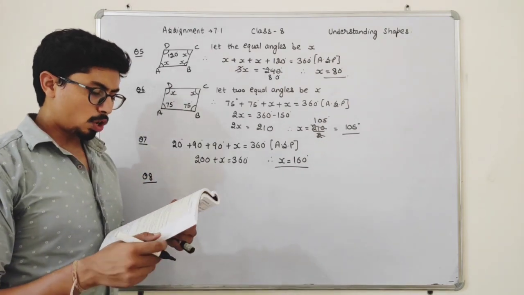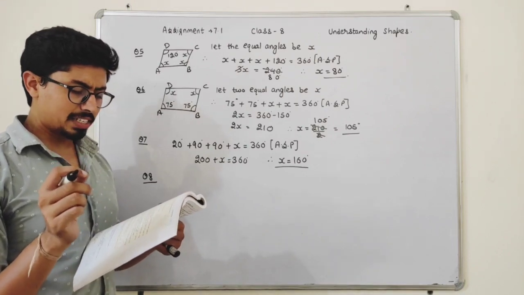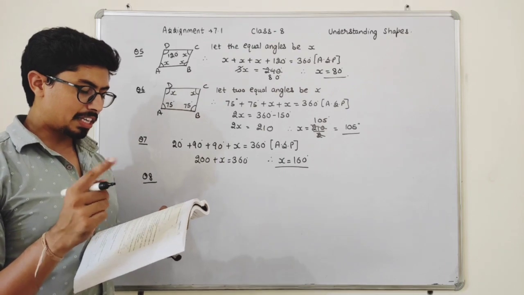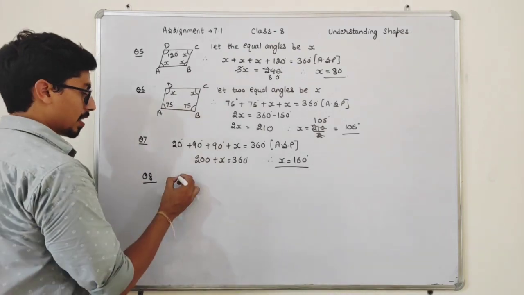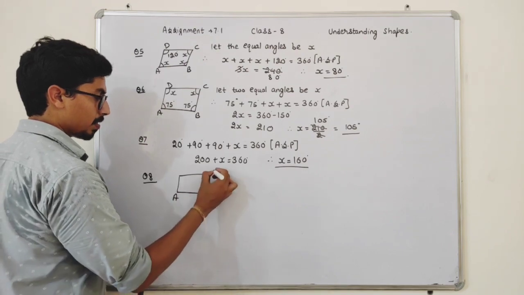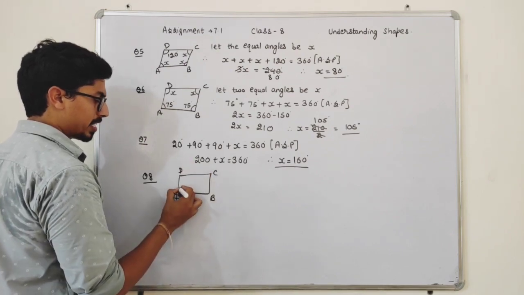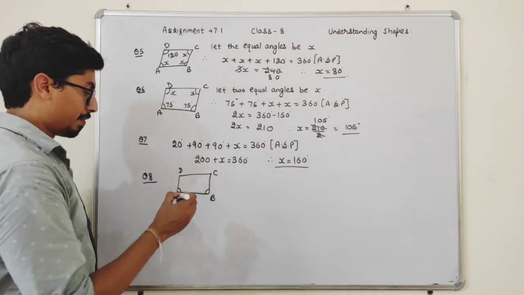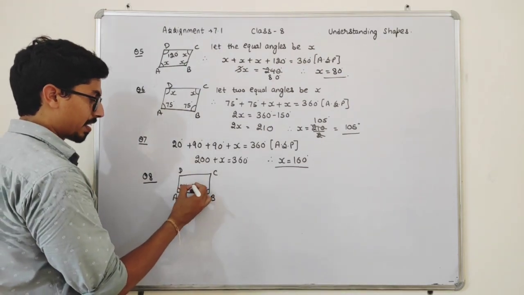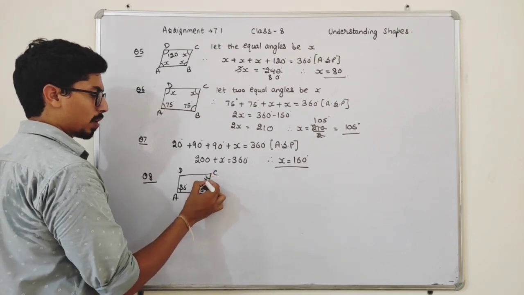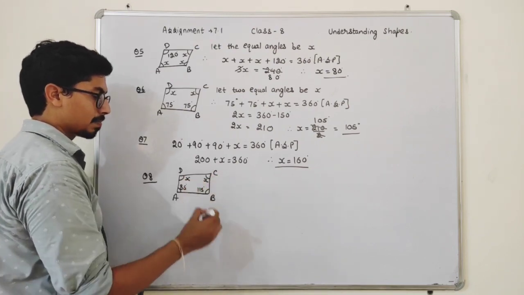Students, the measures of two adjacent angles are 85 degrees and 115 degrees, and the other two angles are equal. If I just draw a quadrilateral ABCD, the measures of two adjacent angles, name this as this and this, are 85 and 115. This will be 85 degrees and this will be 115 degrees, and the other two are equal. So let the equal angle be x.